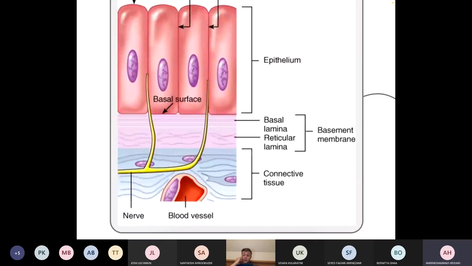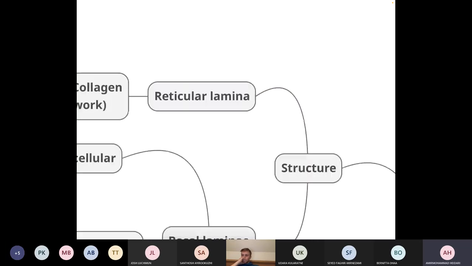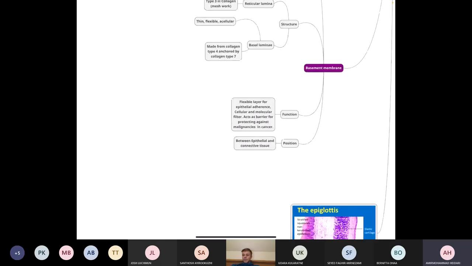You will cover this in more detail in later sessions of your TOB, but I thought it would be good to know. So basement membrane, basal lamina, reticular lamina. The reticular lamina has type 3 collagen, which is a type of connective tissue. We'll cover the types of connective tissue later on. And the basal lamina has type 4 collagen and type 7 collagen. This becomes important later on when you cover the epidermis and the dermis.